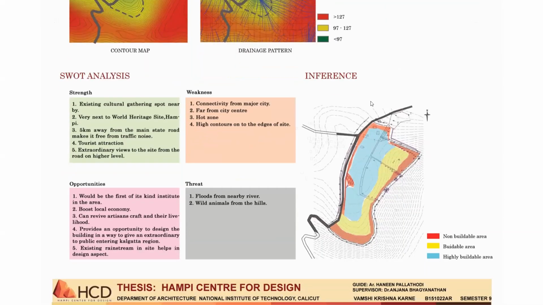So according to the site analysis, I have identified the non-buildable areas, buildable areas, and highly buildable areas. As it is very close to the hills, I have not considered this as a buildable area. So I have taken this and the areas coming within the setbacks as the non-buildable area, and this side through the contours as a buildable area, and this flat site mainly as a highly buildable area.